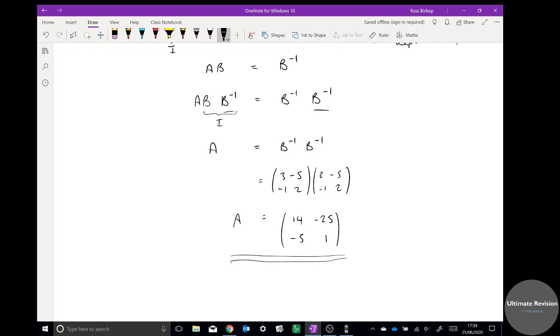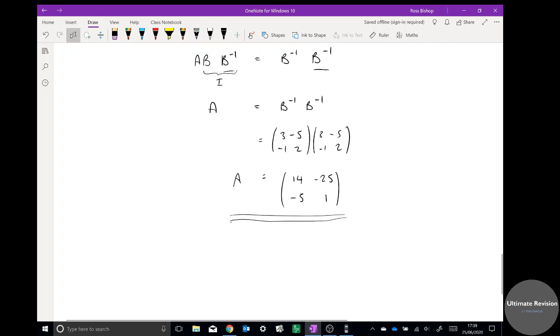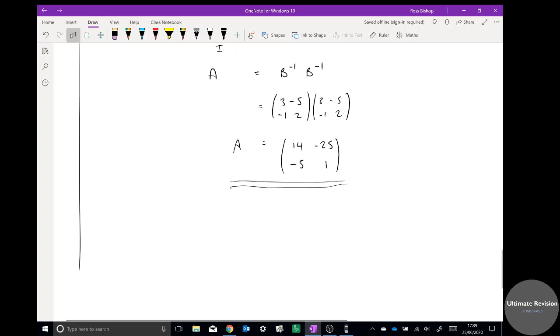And that is how you work out the inverse, and the use of the inverse as well. We can eliminate matrices and find out new ones very easily. So I want you to have a go at exercise 6D now. Just do questions 2, 3, 6, 7, and then 9 to 13 inclusive.